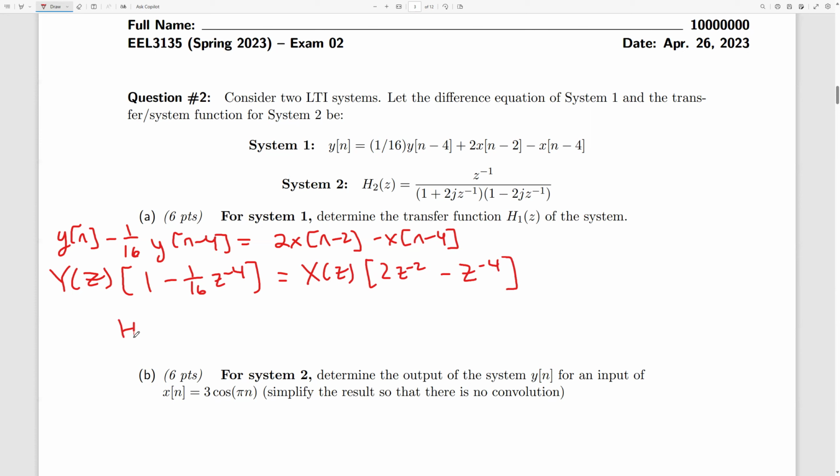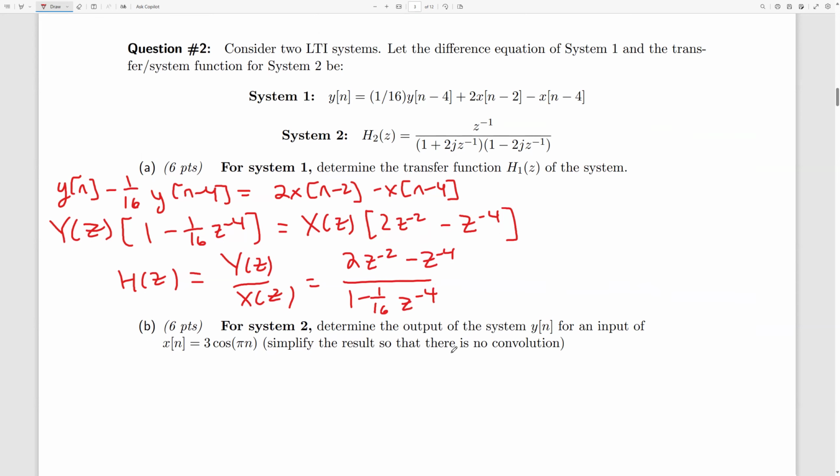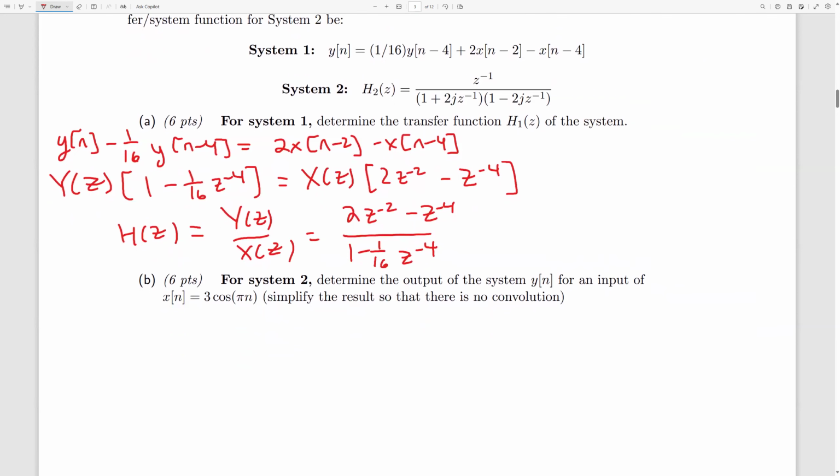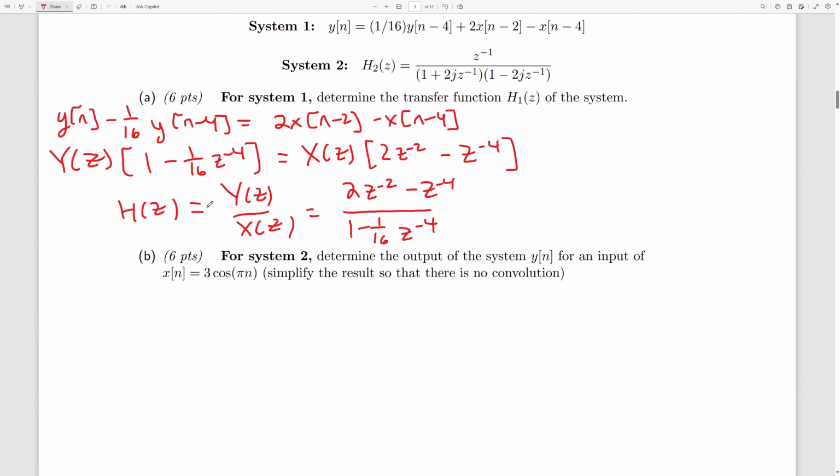So if I say that H of z equals Y of z over X of z, this is actually equal to 2z to the negative 2 minus z to the negative 4 over 1 minus 1/16 z to the negative 4. Okay, that should be your answer.